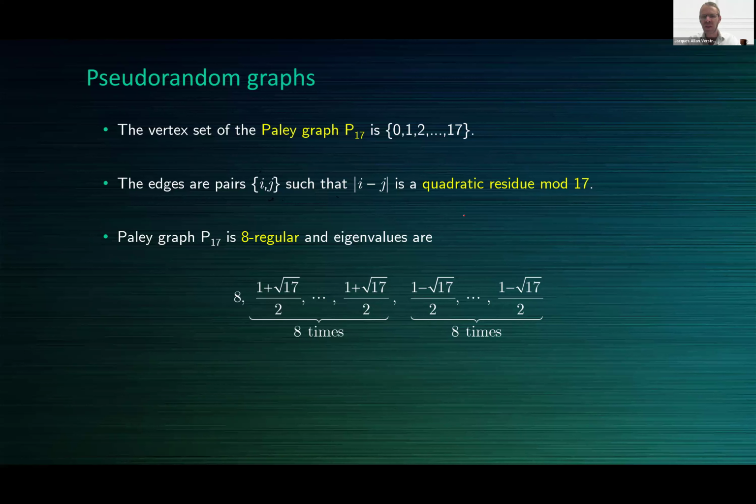It should be n minus 1. Okay, 0 to 16 is the vertex set. Quadratic residues mod 17 define the edges. The graph is clearly 8-regular, right? Half of the numbers are quadratic residues, half of the non-zeros.